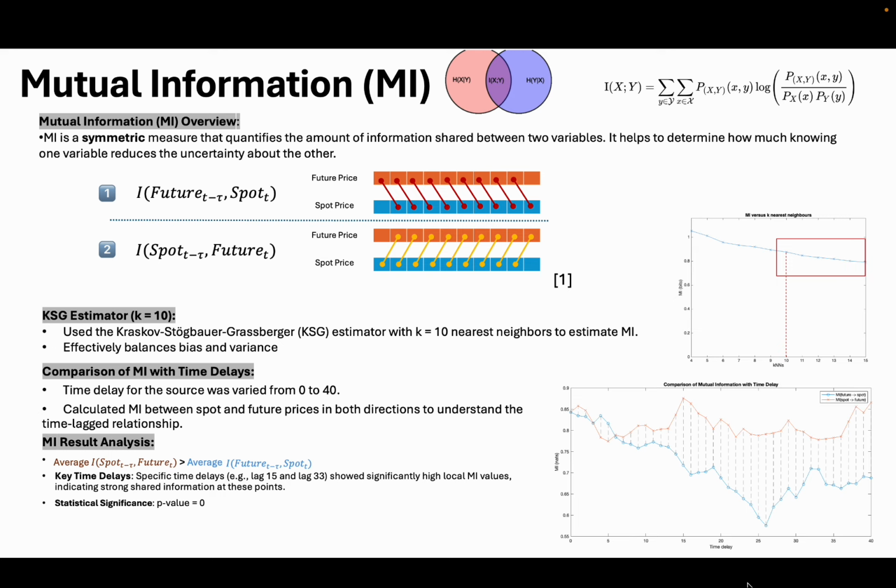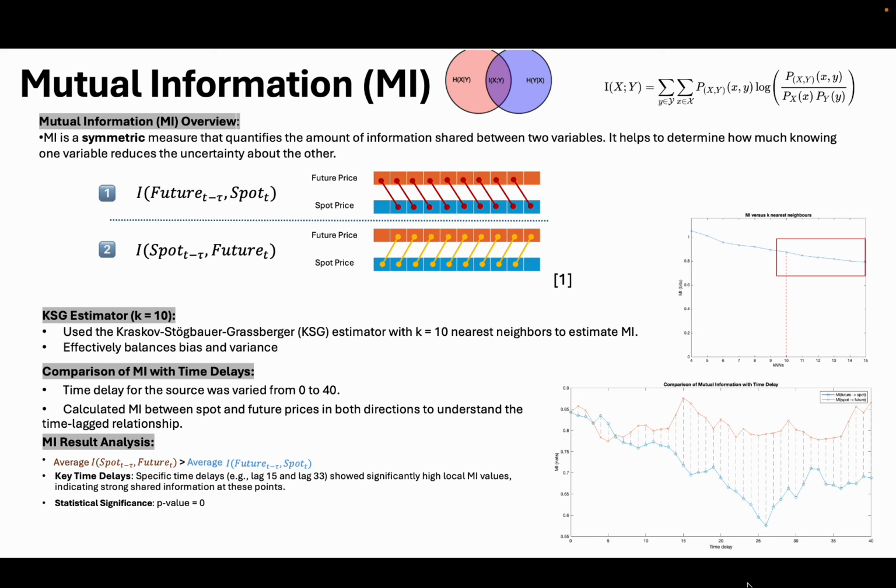The first one, mutual information between future price and spot price when delay happens in future price. The second equation is mutual information when delay happens in the spot price. This helps us understand whether information flows more promptly from futures to spot or spot to futures over time.